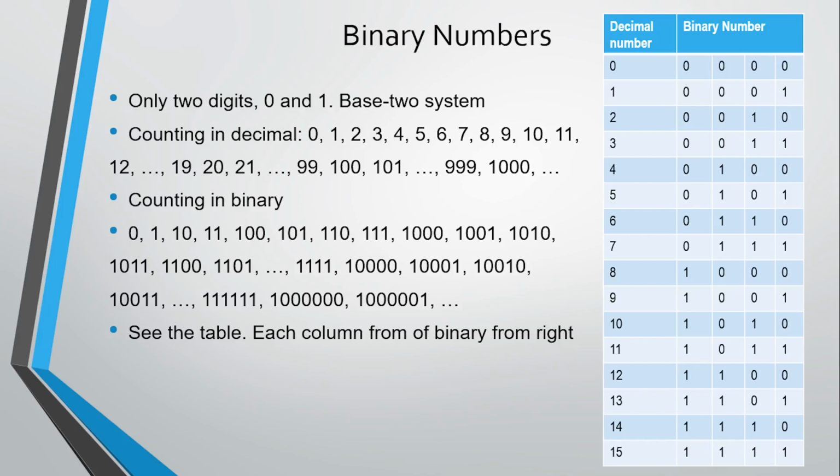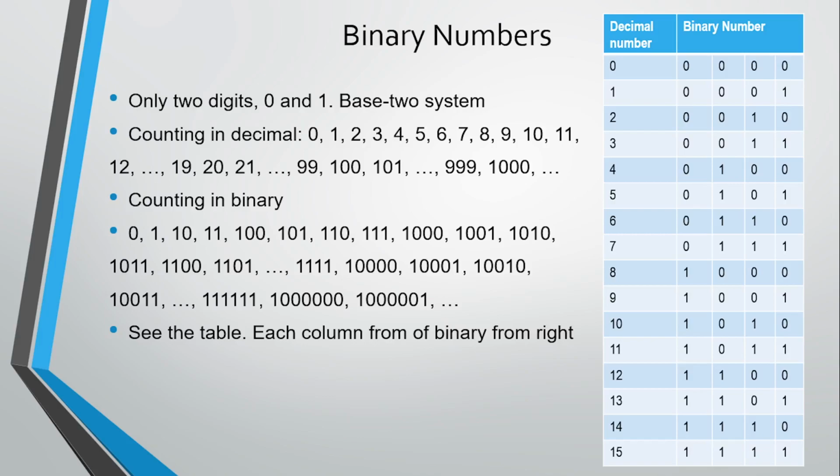Now let us look at the table. Here we have represented a decimal number as a binary number which has 4 bits. You will understand very well if you observe the table carefully. So 0 through 15 are all represented as 4 bit binary numbers. So 0 will be represented in 4 bits as 0, 0, 0, 0. What will be 1? It will be 0, 0, 0, 1. What will be 2? It will be 0, 0, 1, 0. And in this way it continues.